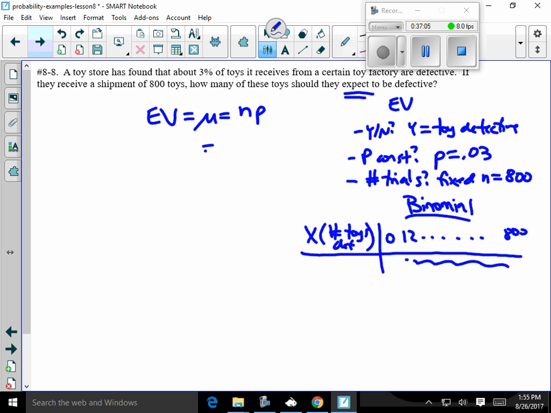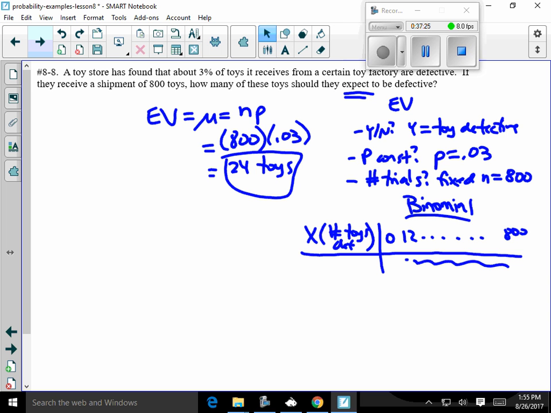And it's kind of intuitive why that's true, because if I have 800 toys, that's the n, and there's a 3% chance that any of them are defective, then I should expect about 3% of the 800 toys to be defective. So I just multiply 3% times 800, and I end up getting 24. That means we should expect 24 toys to be defective in this group. It's just the mean of a binomial distribution.